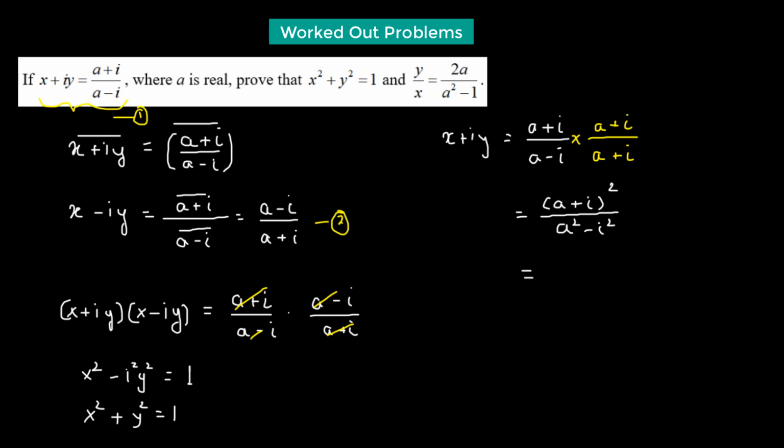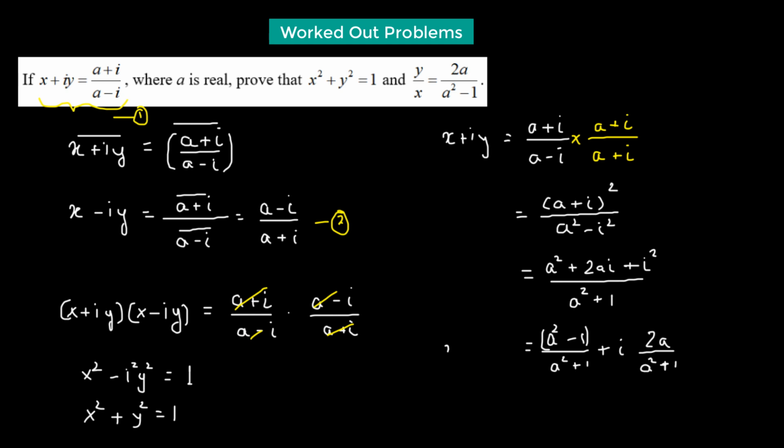Now we expand the numerator by using the identity (a plus b) whole squared, and that should give us a squared plus 2a times i plus i squared, divided by a squared plus 1. Now we write it in the standard form. So we have a squared plus i squared, which will become negative 1 and it will become a real number. So we have a squared minus 1, divided by the denominator, which is a squared plus 1, plus i times 2a divided by a squared plus 1.